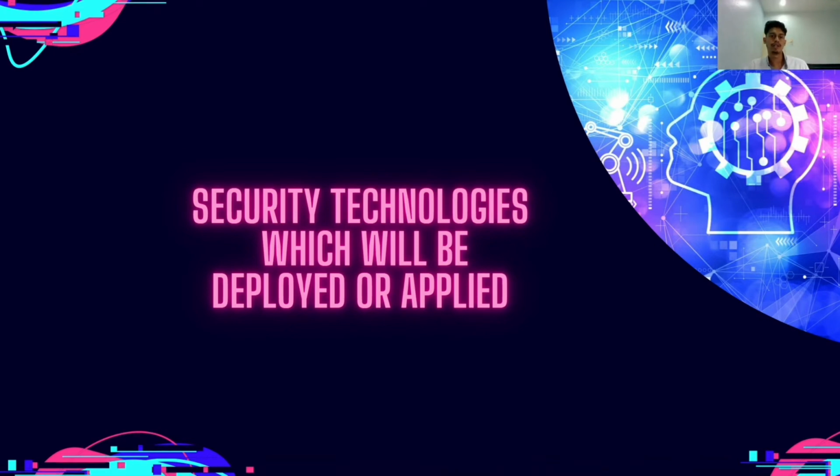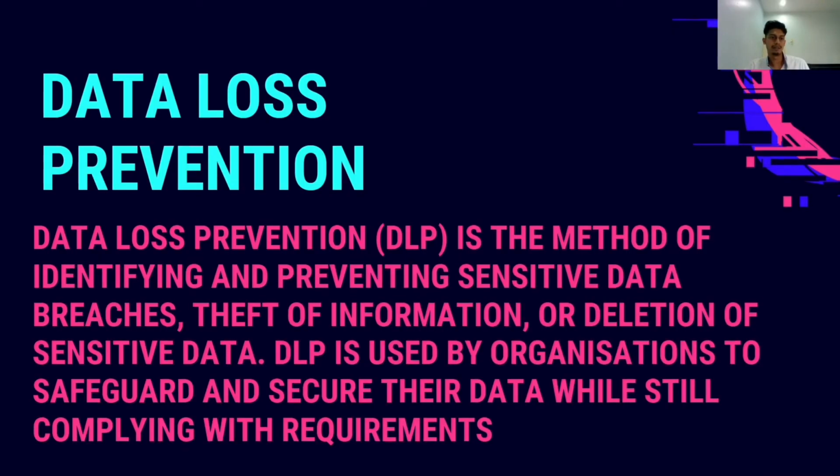I'll be talking about security technologies which will be deployed or applied. First, we have data loss prevention. Data loss prevention is a method of identifying and preventing sensitive data breaches, theft of information or deletion of sensitive data. It is also used by organizations to safeguard and secure their data while complying with requirements. For example, if an employee tries to forward a business email outside the corporate domain or upload a business file to consumer cloud storage like Dropbox, it will automatically deny the permission.